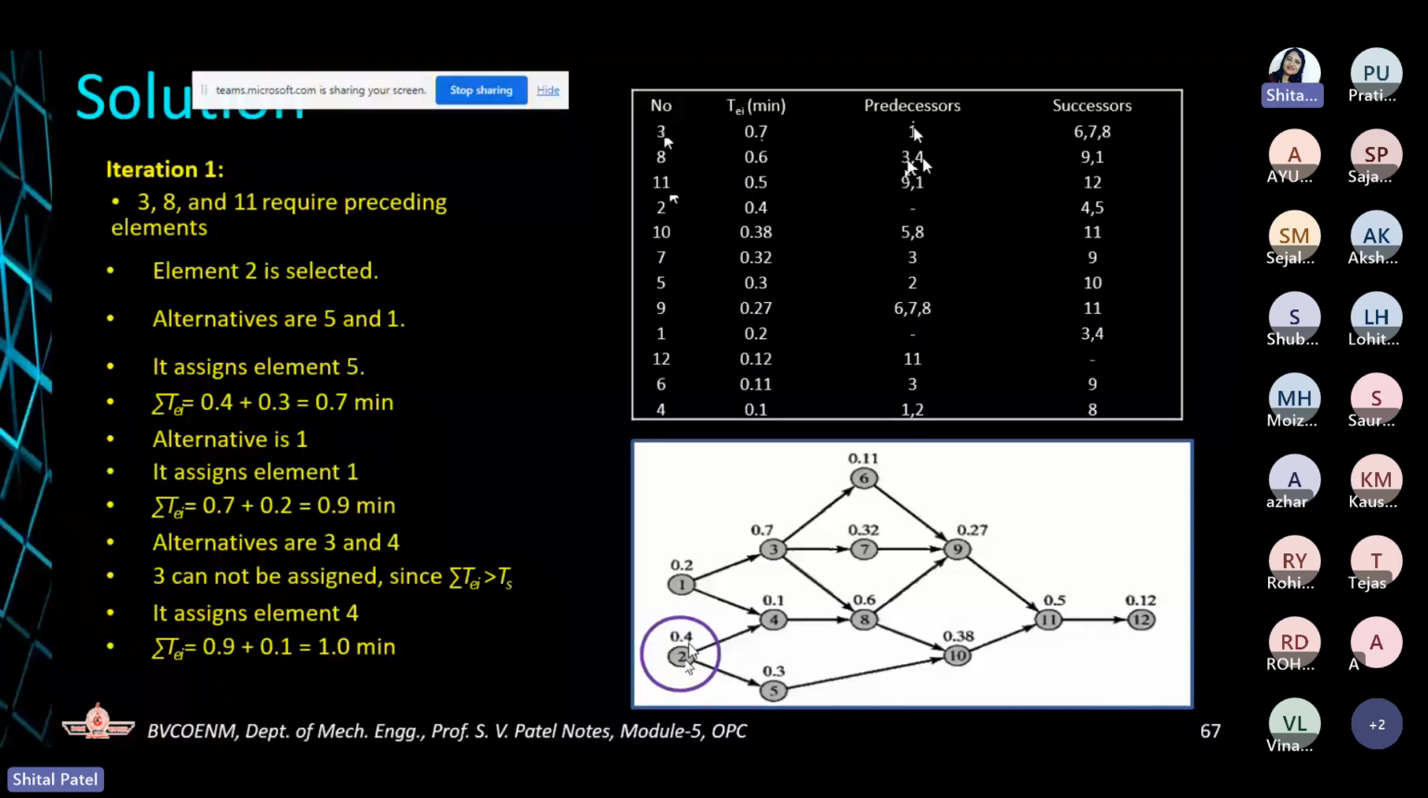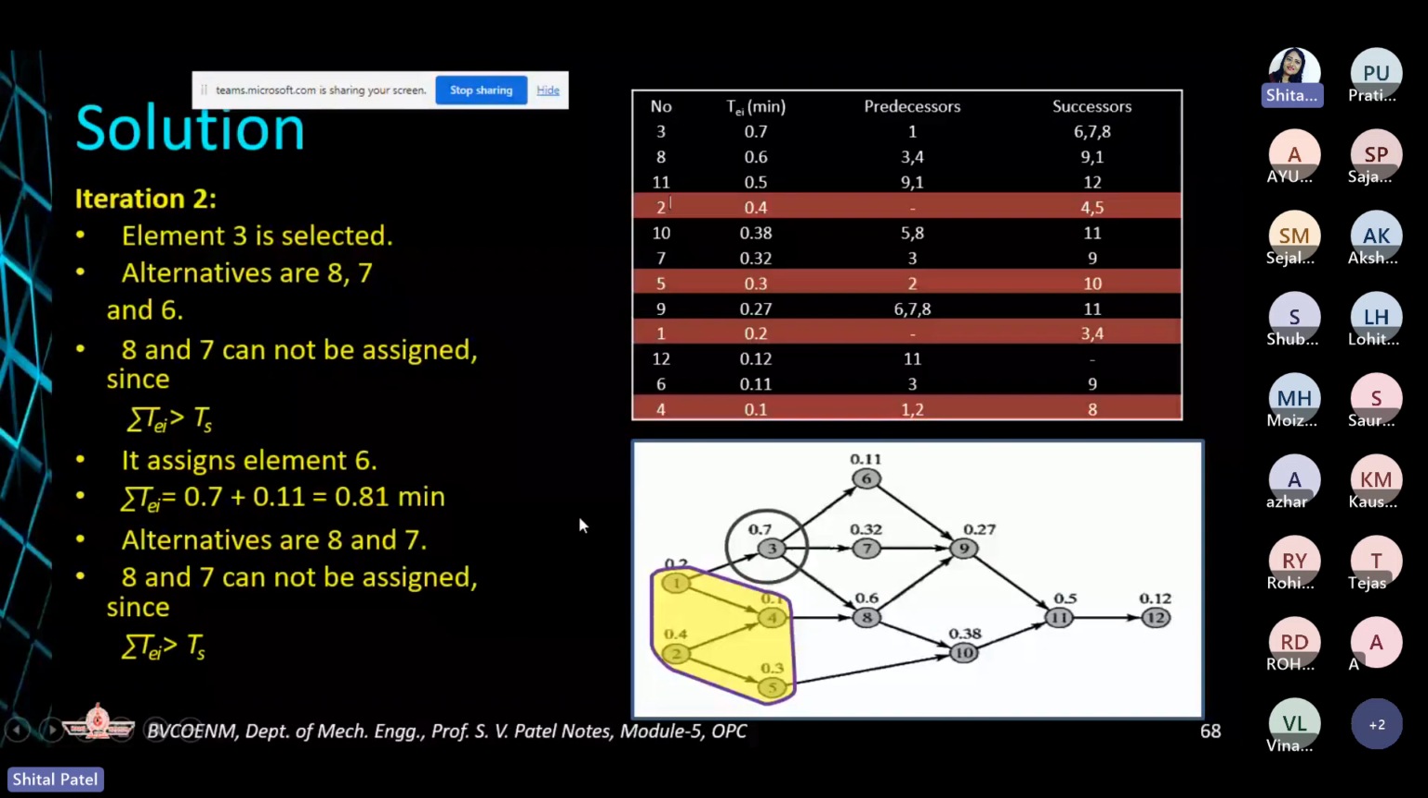Now here we need to keep two things in mind: the predecessor activities and the cycle time, which confines the number of activities in a single workstation. So here we have activity number 2. Moving ahead, activity 10 is not possible, and 7 is not possible. So let me first allocate activity number 2 here. Okay, after activity 2, go ahead with activity 10, which is also not possible, and 7 is also not possible.